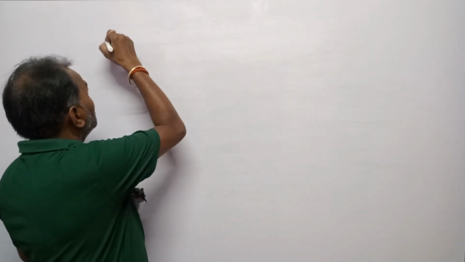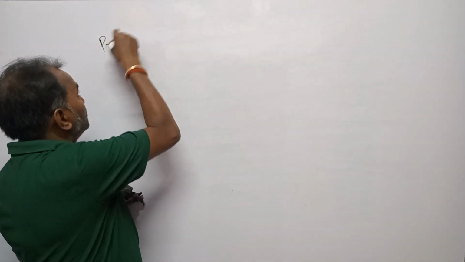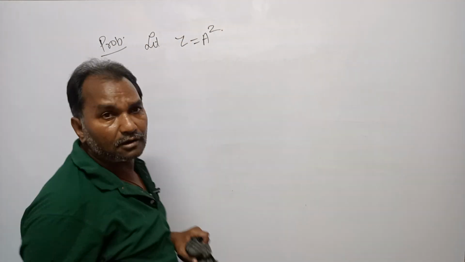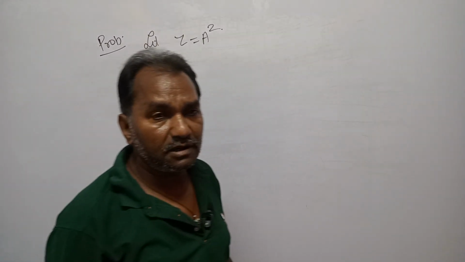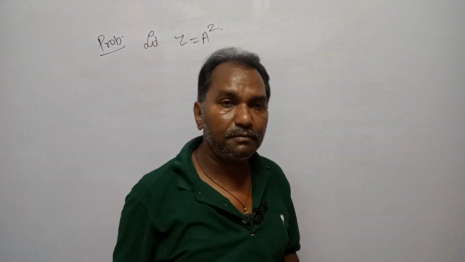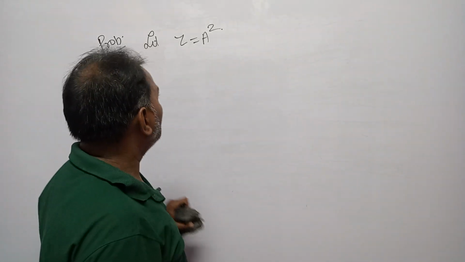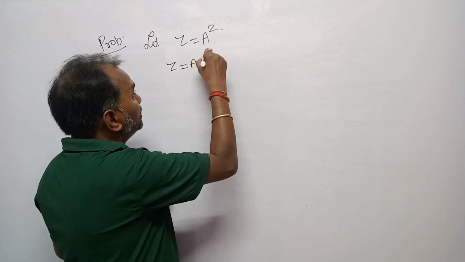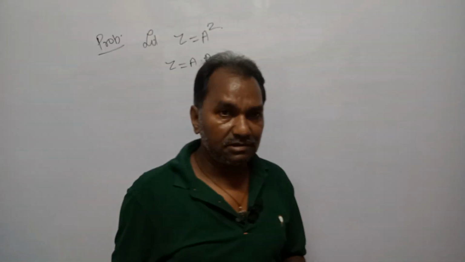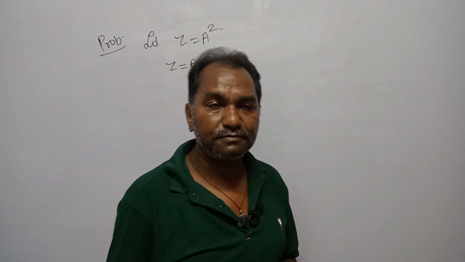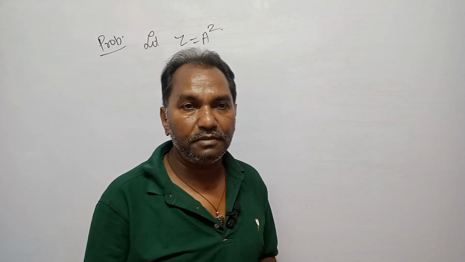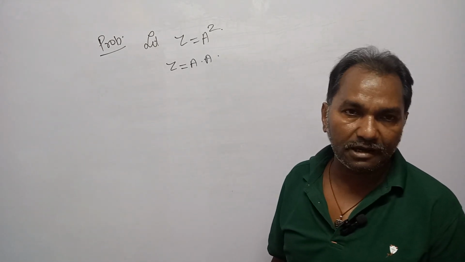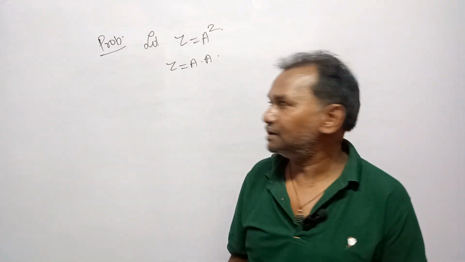Let a problem be given, let Z is equal to A square. Then how will you find out the possible percentage error in the value of Z? Dear students, you can write Z is equal to A into A. Just a moment before, I have solved that if Z is equal to A into B, then you will get the error delta Z upon Z into 100 is equal to delta A upon A into 100 plus delta B upon B into 100.